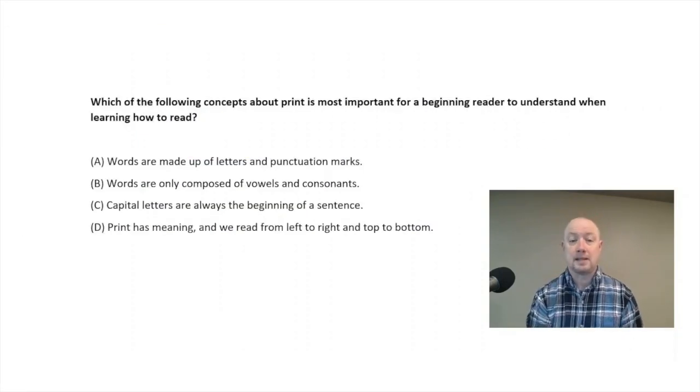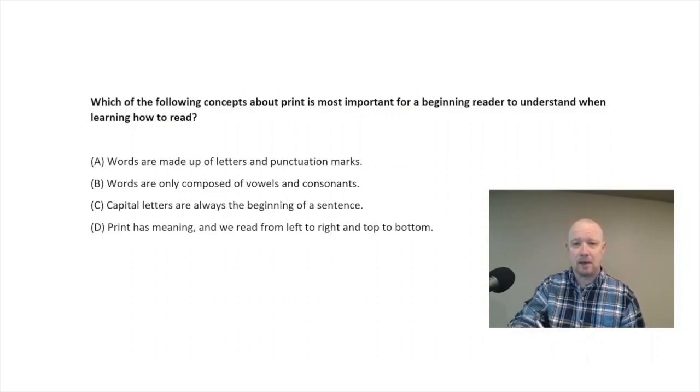Which of the following concepts about print is most important for a beginning reader to understand when learning how to read? Is it A, words are made up of letters and punctuation marks? Is it B, words are only composed of vowels and consonants? Is it C, capital letters are always the beginning of a sentence? Or is it D, print has meaning and we read from left to right and top to bottom?